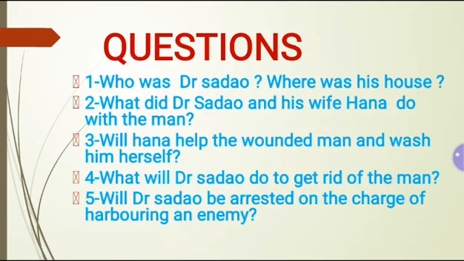Now, students, a few questions are there which we will discuss here. I will read the questions and try to answer them. Please listen very carefully. Now, first question: who was Dr. Sadao and where was his house? Very simple. I already told you that Dr. Sadao was a famous Japanese surgeon, and his house was located next to the narrow beach. The beach was outlined with the bent pines.